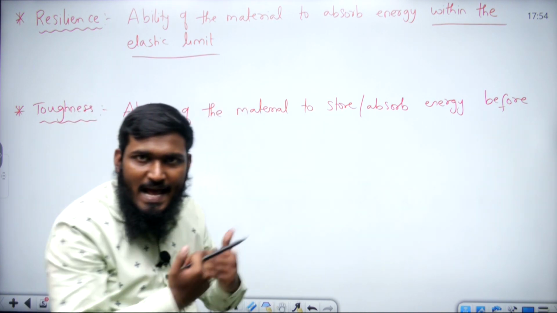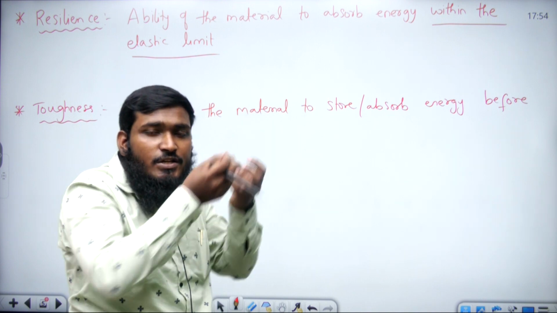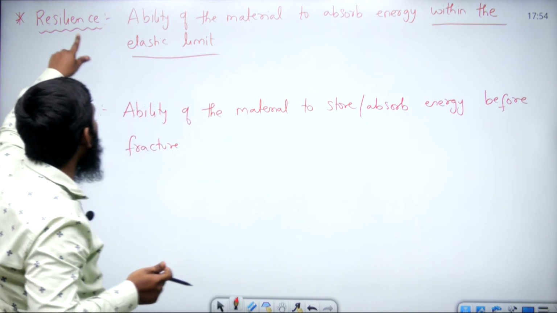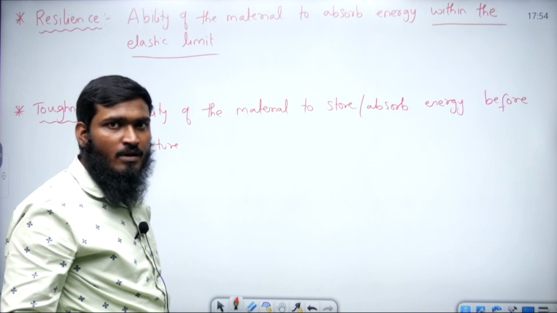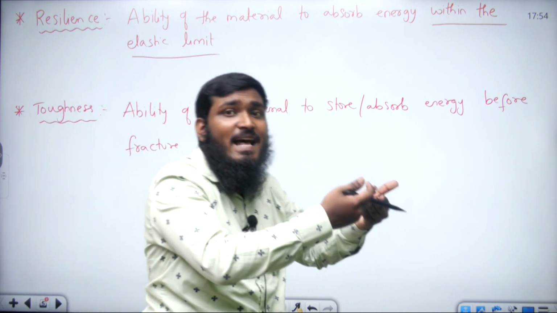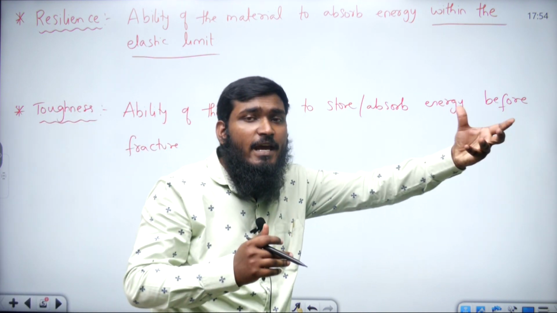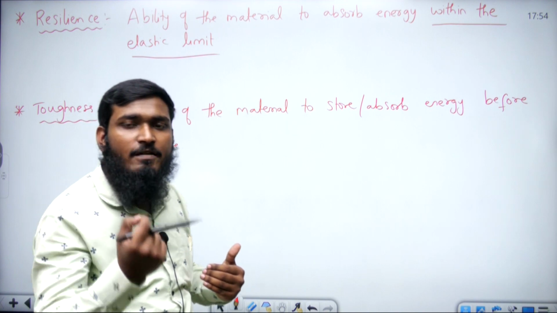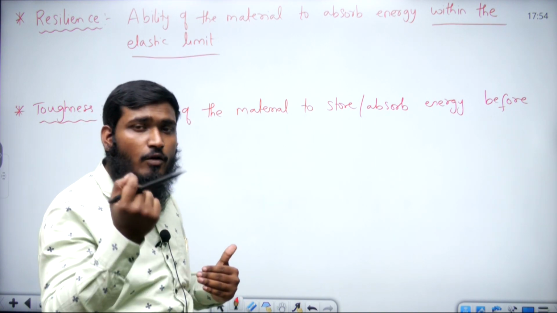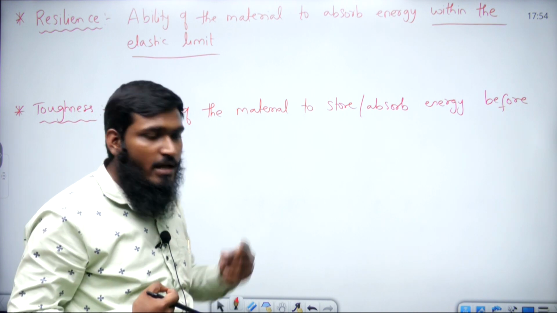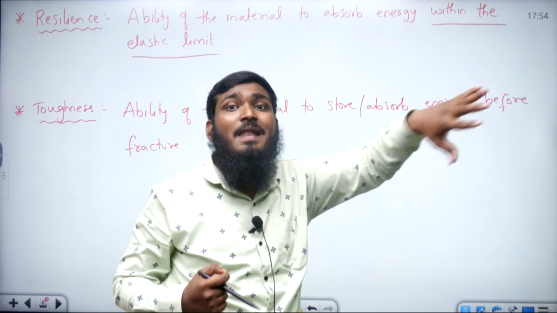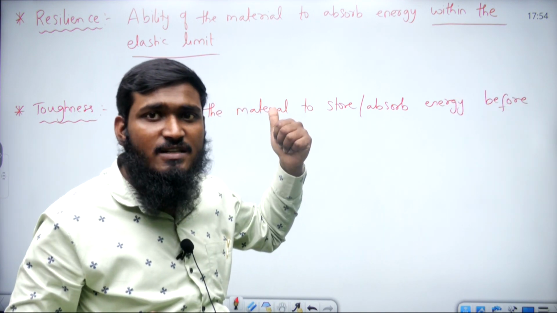So within the elastic limit, the energy storage, the energy absorption that we have, that property we are calling what? Resilience. Understood the point? Now similarly, toughness means what? If you cross that elastic limit, which region will be there? Within the elastic limit, we have the elastic region. If you cross that elastic limit, that region we call the plastic region. Just now we have discussed plasticity.